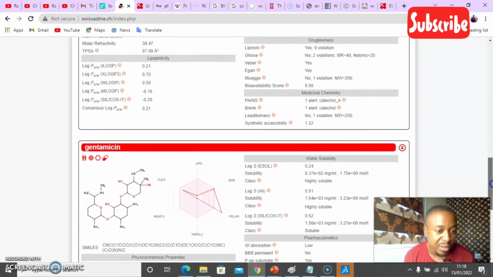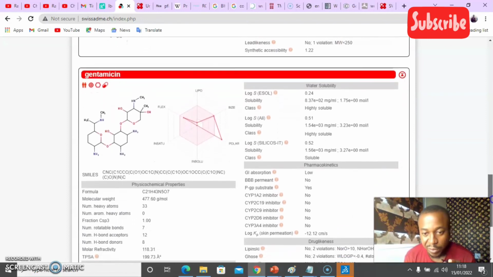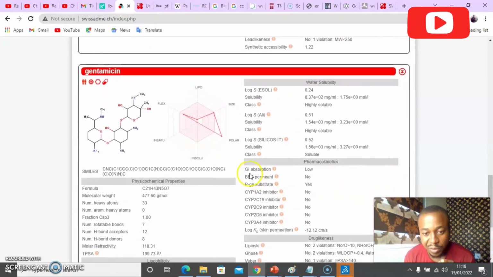So let's look at gentamicin. This is the structure of gentamicin. You can see GI absorption, gastrointestinal absorption, is very low. So that is why it doesn't have an oral preparation. So let me end this class now.